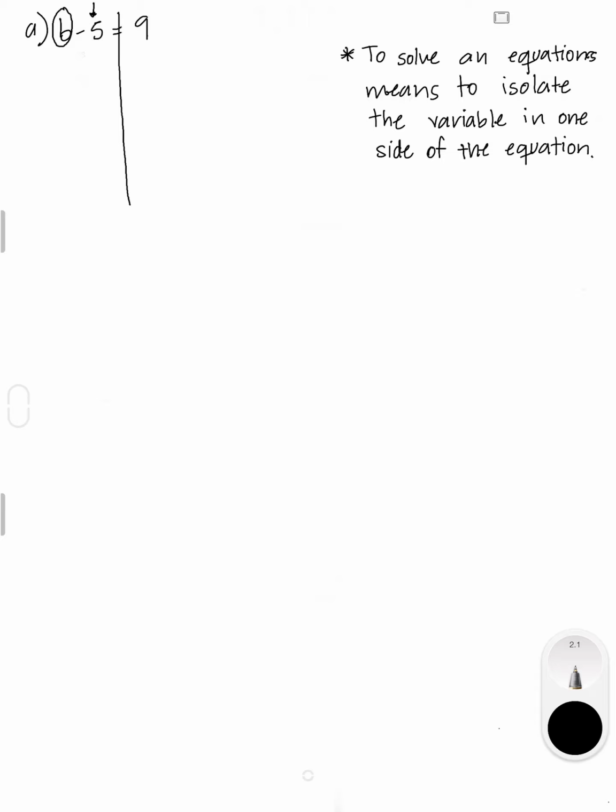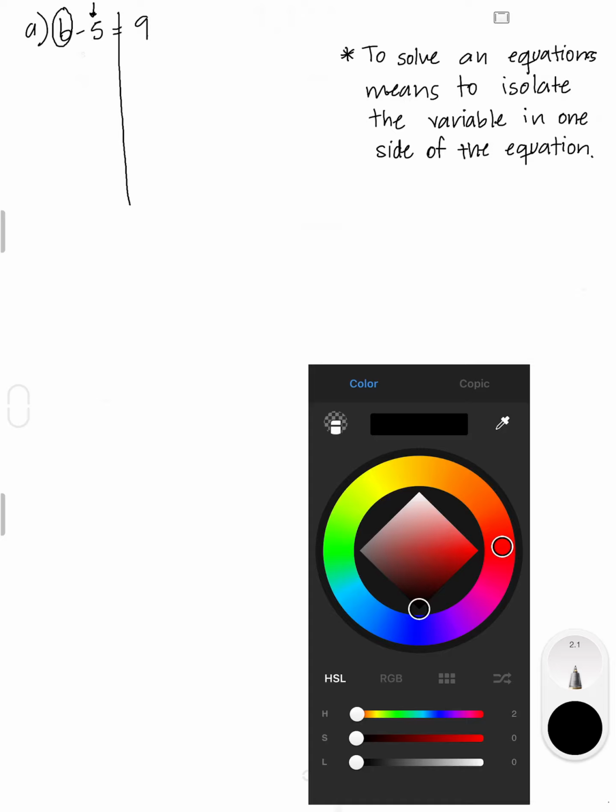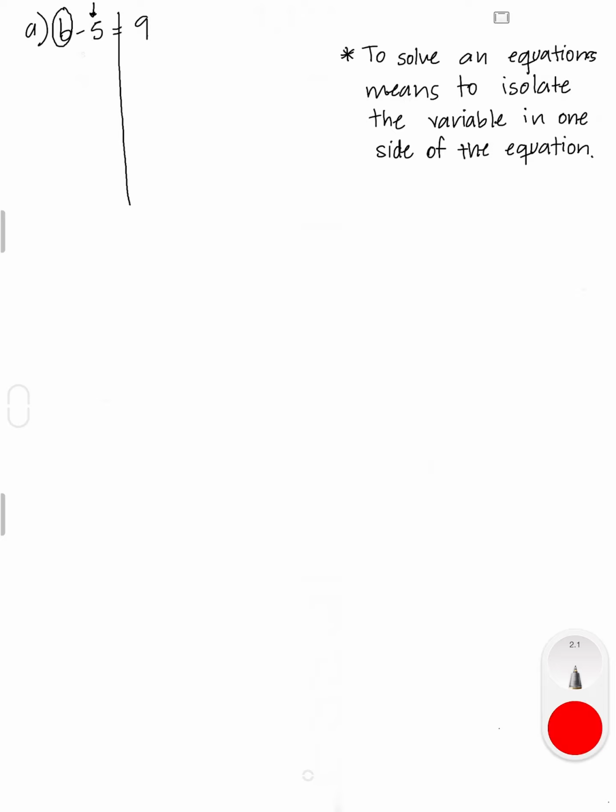And how do we get rid of it? By doing the opposite of what it's doing to the variable. Now that 5 is subtracting, it's being subtracted from the variable. So now what we're going to do is do the opposite of that. The opposite of subtraction, we know, is addition, so we're going to go ahead and add 5. And now by the addition property of equality, we know that if we add on one side, we need to add on the other side.